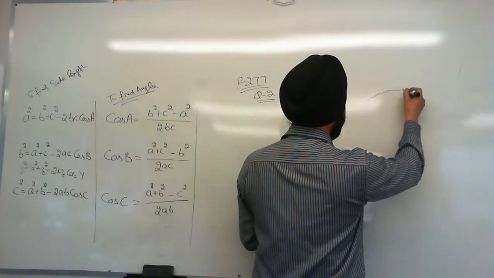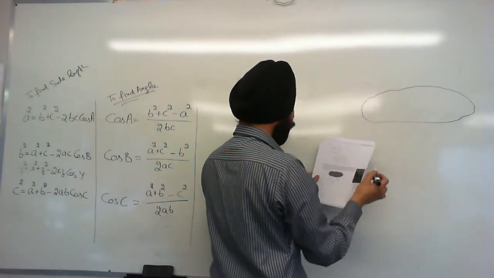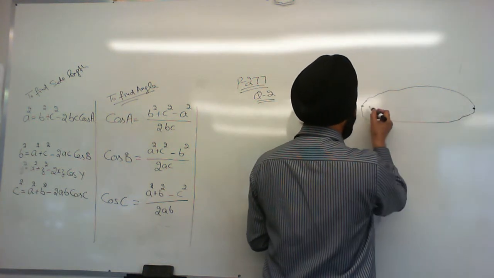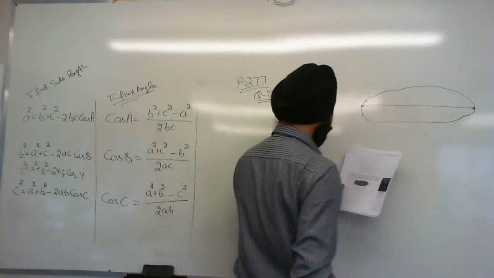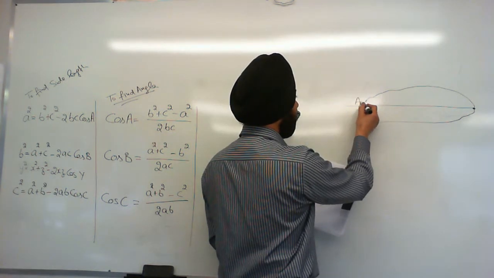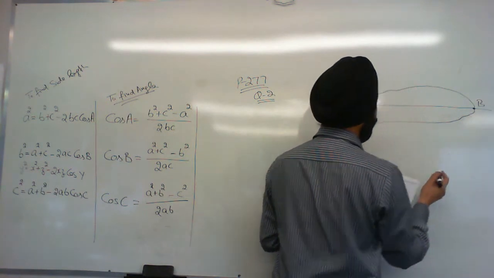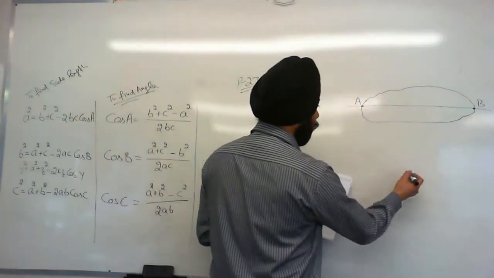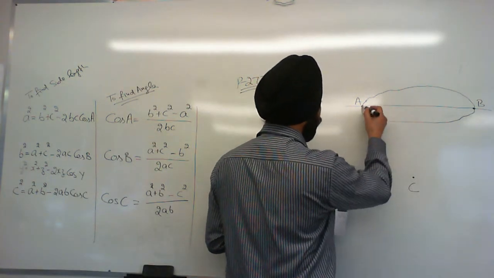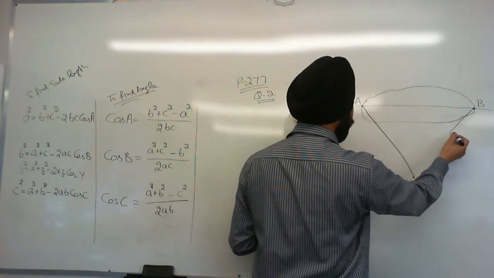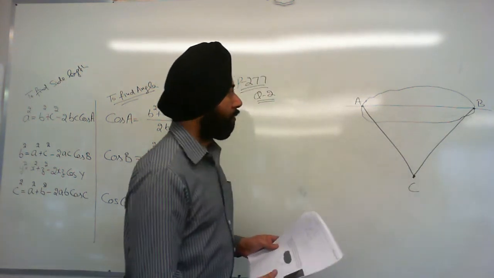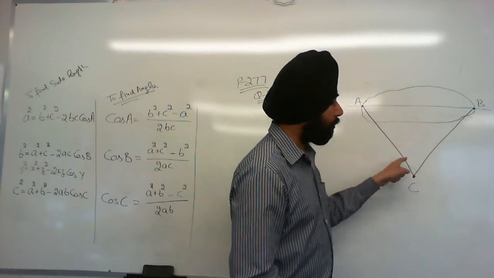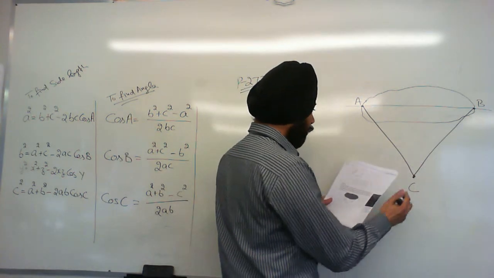So this is the pond, and he wants to measure the width of the pond from this point to that point. So if you draw a line and you label this point as A and this point as B, the pond width is AB. And there is another point here, you call it C, and you can complete a triangle. So you can now look at this triangle ABC. This is angle A, this is angle B, this is angle C. And the measures are given.